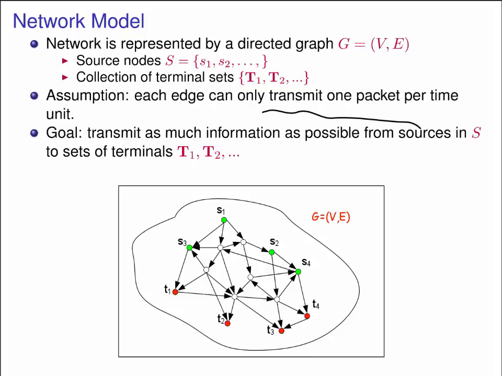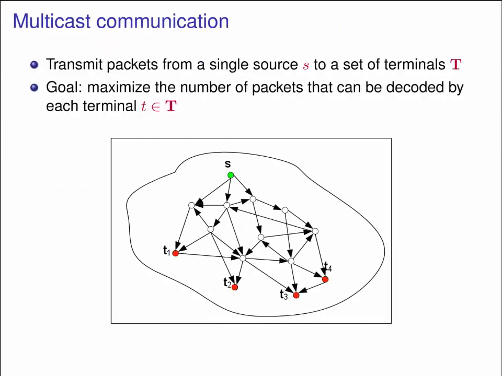The goal is to transmit as much information as possible from the sources to the set of terminals. In general, this problem is complicated, as we'll see. For example, if you have multiple unicasts, then we have pairs of nodes, and sometimes we can define the rate as the minimum rate among those pairs. So in the beginning of this course, we'll restrict ourselves to multicast connections. In multicast connections with a single source S, we want to transmit information from the source to each of the terminal nodes here.